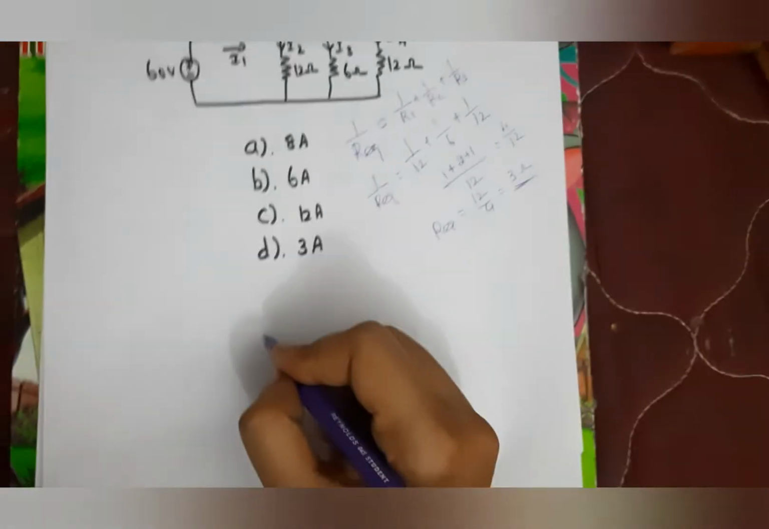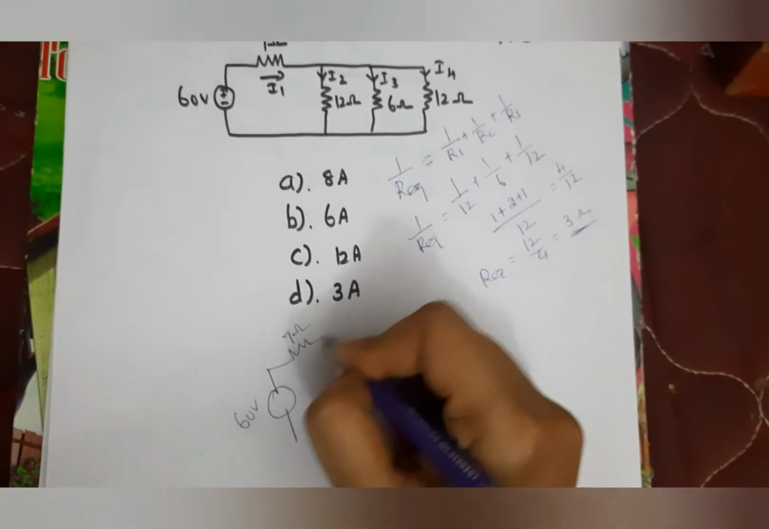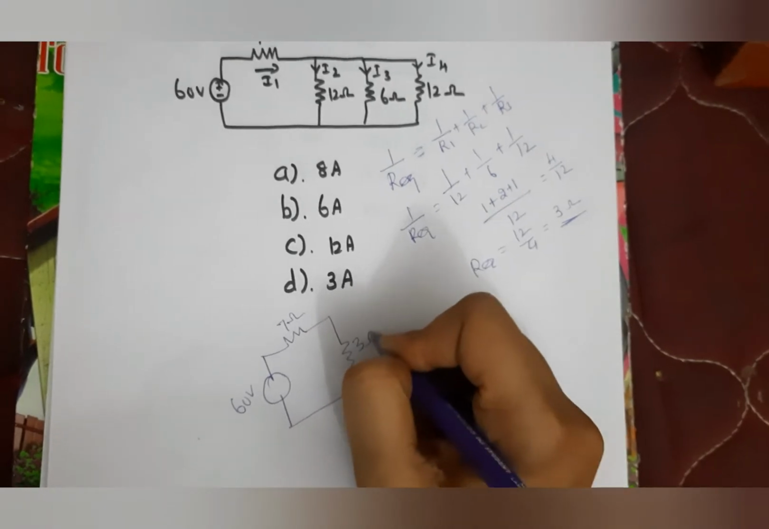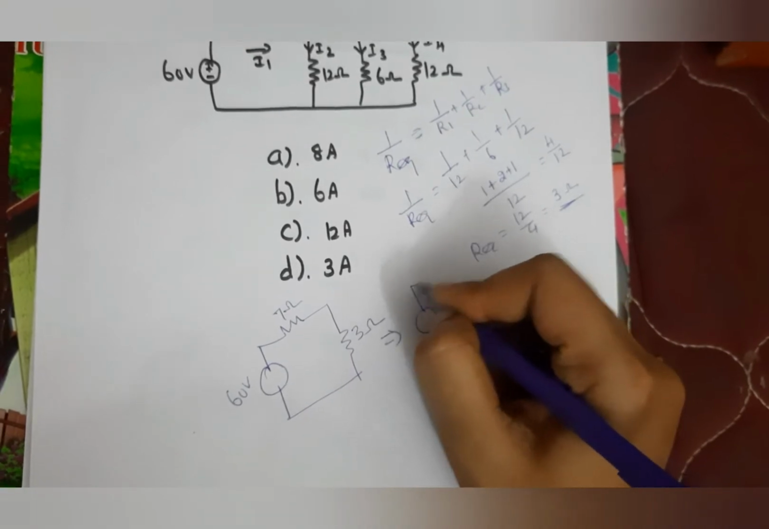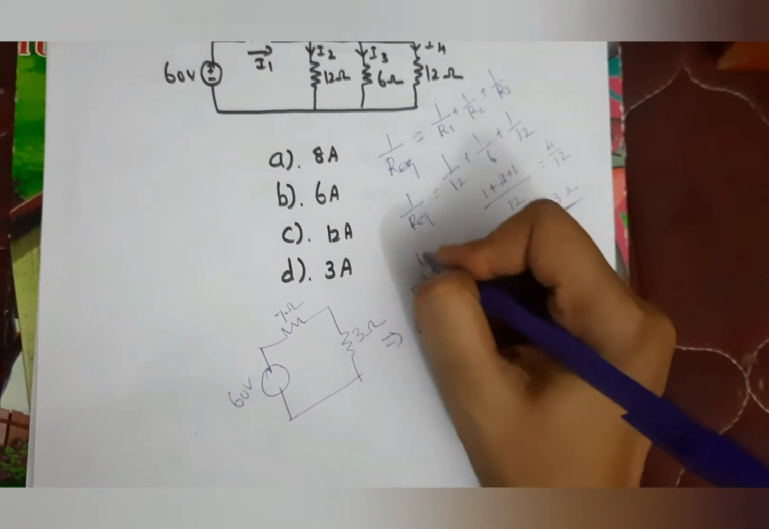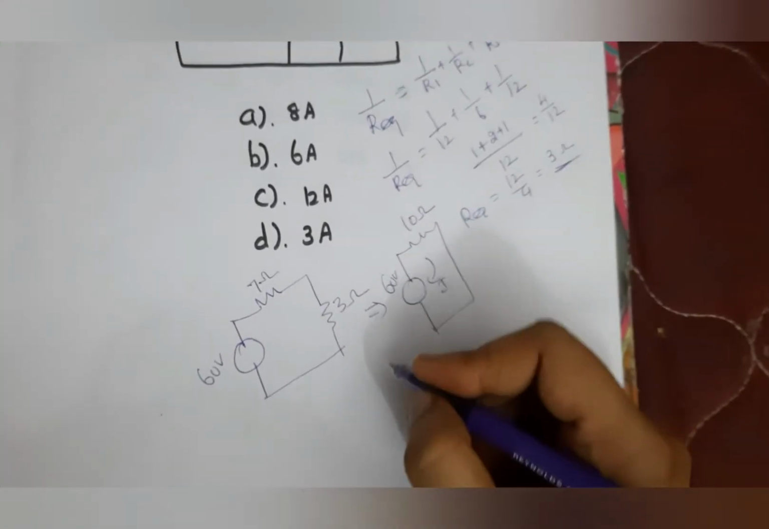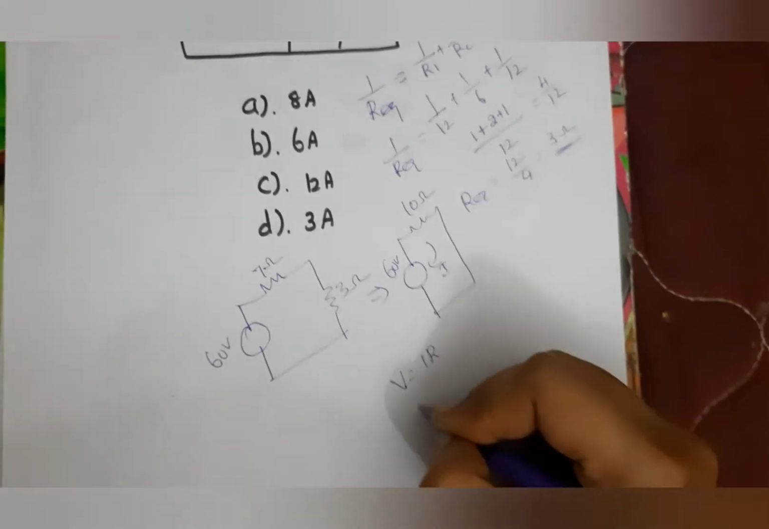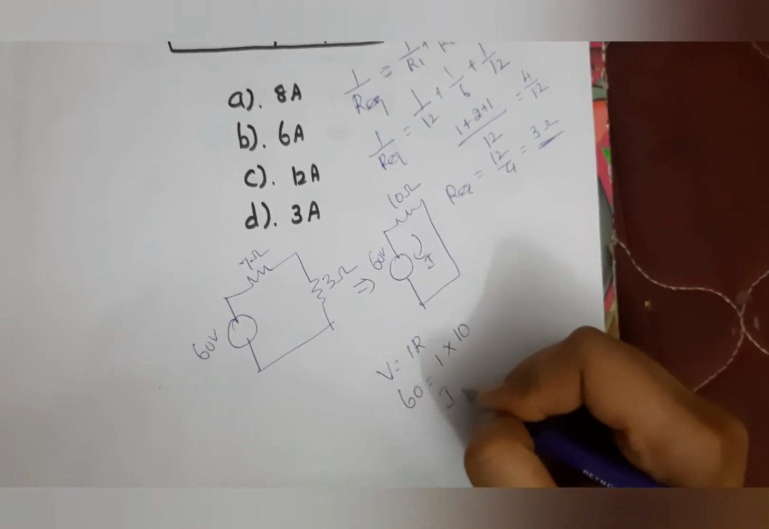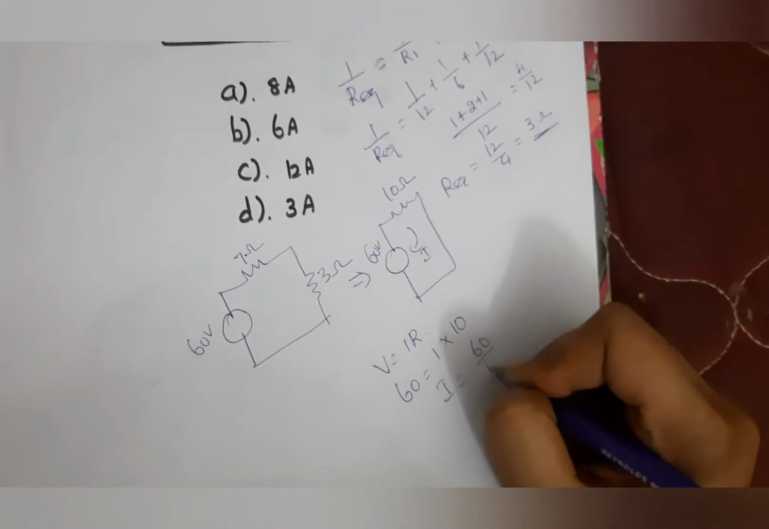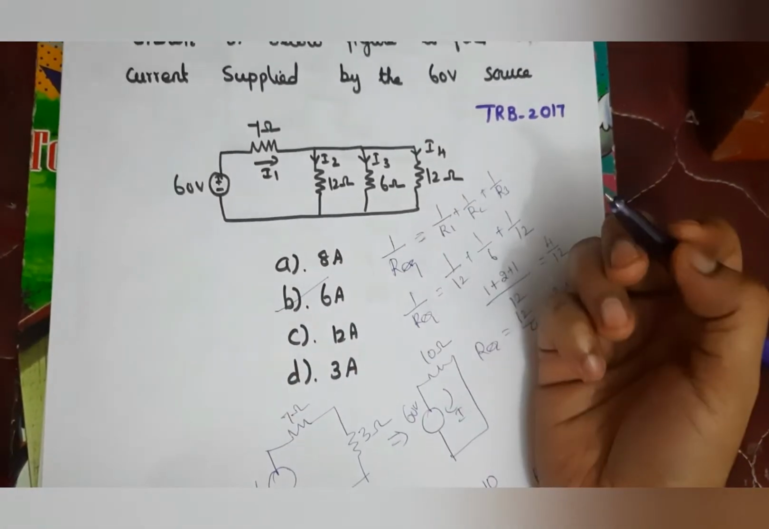So we can redraw this as 60 volt, and this is 7 ohm, and this is 3 ohm. Now these two are series connected, so we can just add the resistance here, which becomes 10 ohm, and this is 60 volt. So now we have to find the current here. So applying Ohm's law, V is equal to IR. Here V is 60, I we have to find, R is 10. So I becomes 60 divided by 10, that is equal to 6 amps. So here the answer is B, 6 amps.